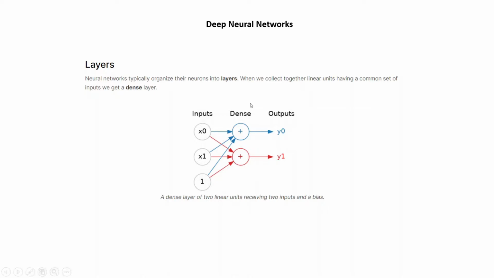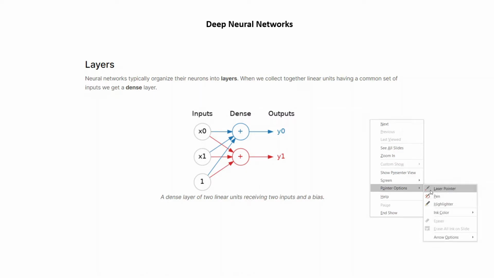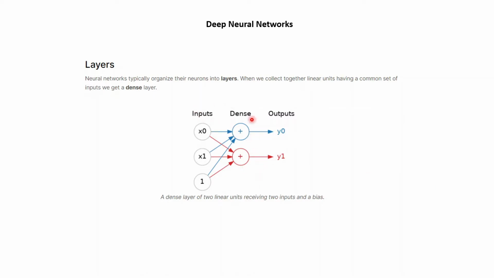For this example, let's just use a pointer. This is a dense layer, and the input is common. X0 and X1 are common for this dense layer. So this is a dense layer of two linear units receiving two inputs and a bias.